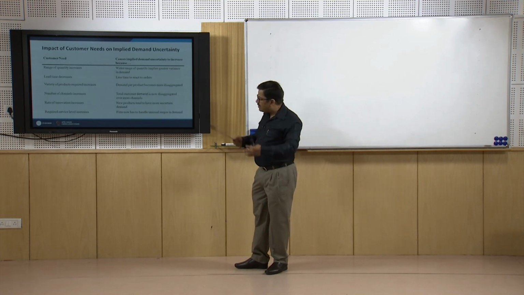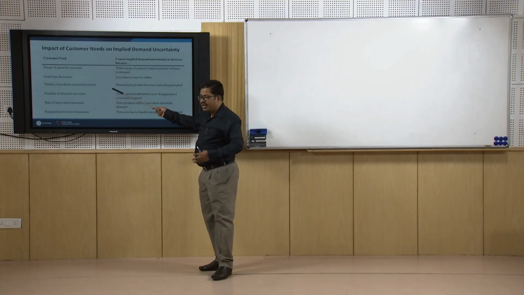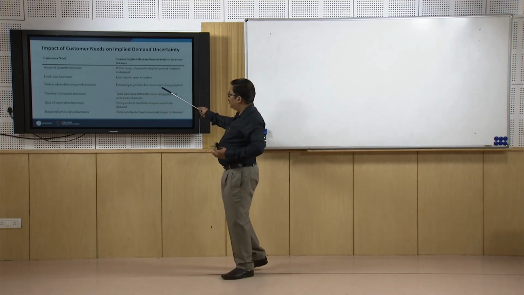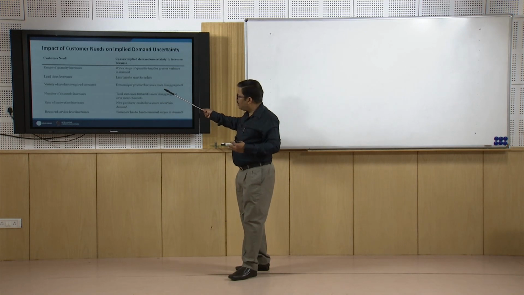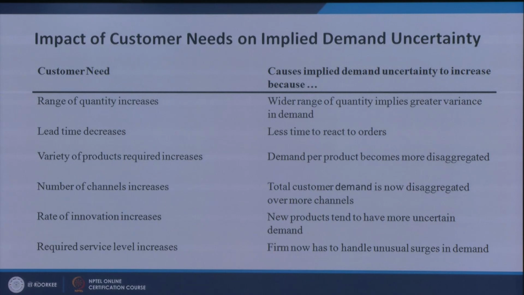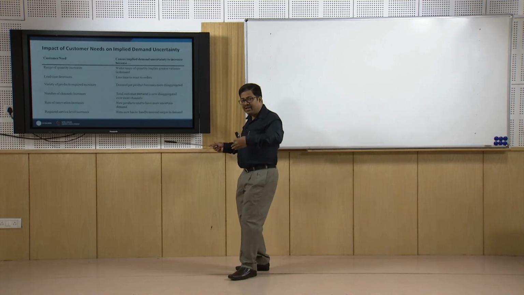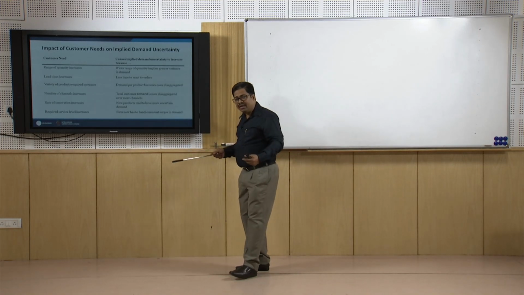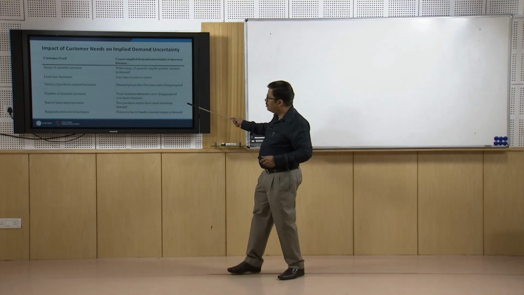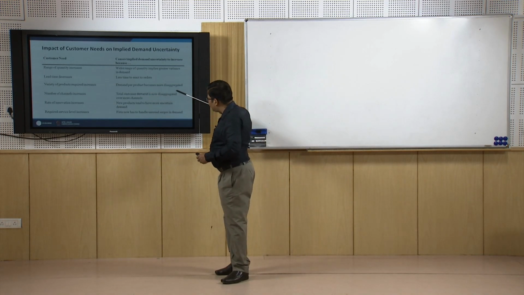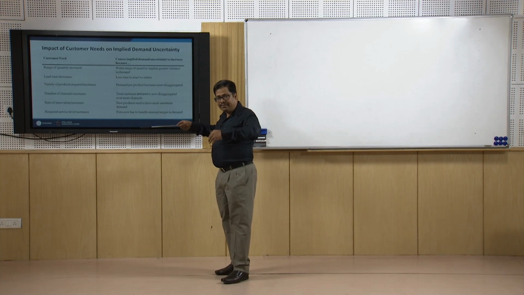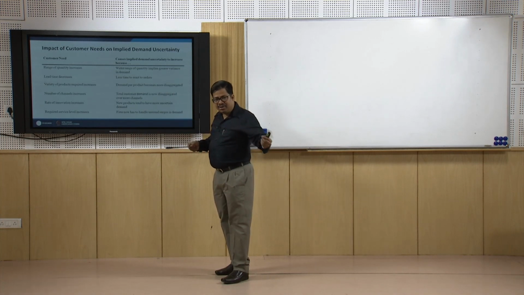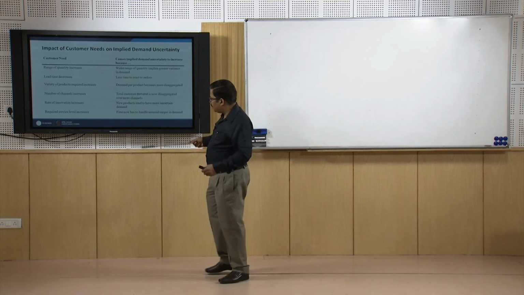So, all these things are a variety of products that is increasing, and then you need to understand that demand per product is becoming more disaggregated. So, that is also a challenge to the supply chain. When I am talking in a strategic manner, you need to understand how to fulfill this disaggregated demand, because for each small product you need to develop the supply chain solutions.